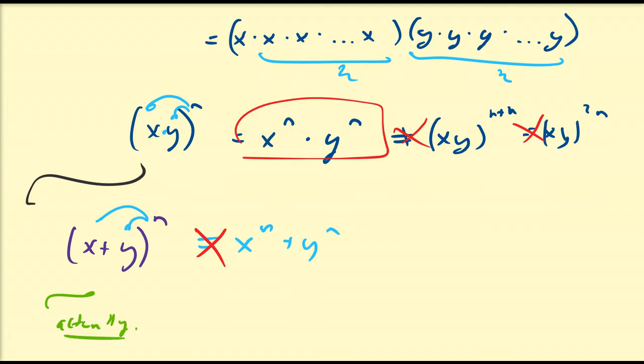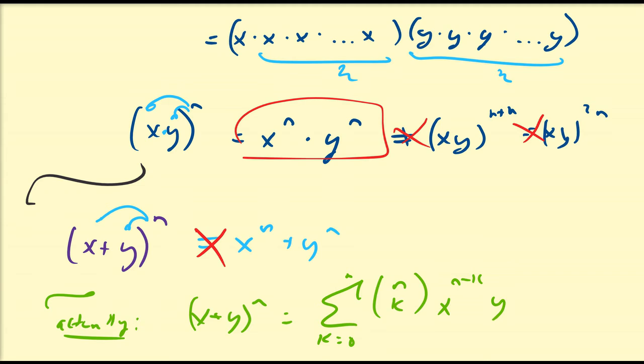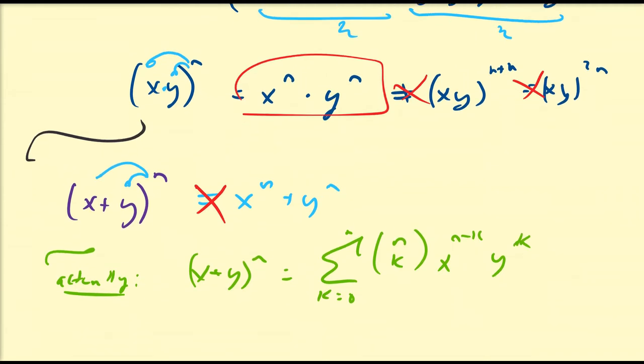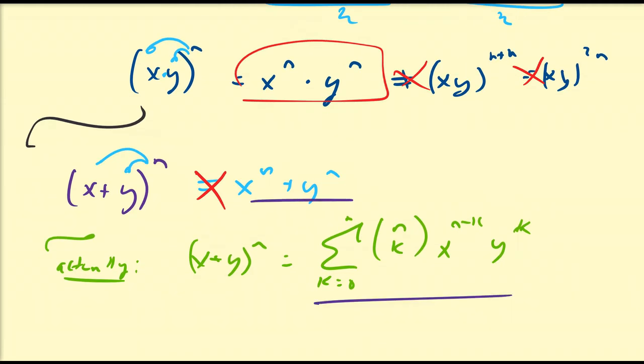Remember that x plus y to the n is equal to the sum from k equals 0 to n of n choose k times x to the power n minus k times y to the k, right? This is the true expression for x plus y to the n, and this is the binomial theorem, which we talked about when we started talking about polynomials and such. So if you haven't learned the binomial theorem, I definitely suggest you check that out. Very useful property.